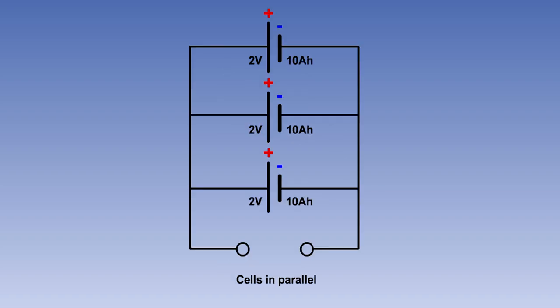If the same 3 cells are connected in parallel, that is to say, the positive terminals are joined together and the negative terminals are joined together, then the total voltage will be that of one cell, 2 volts. But the capacity will be the sum of the individual cell capacities. In this case, 30 ampere hours.